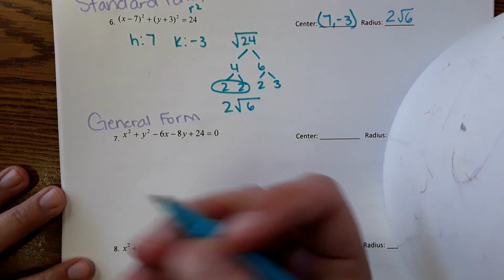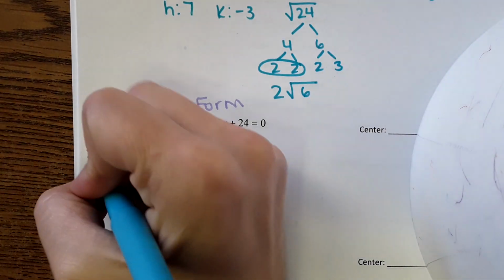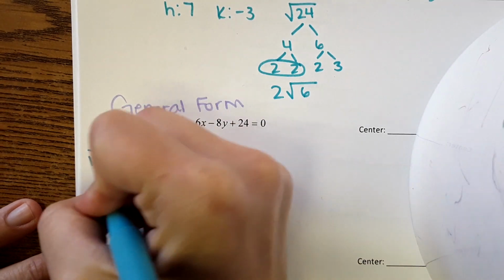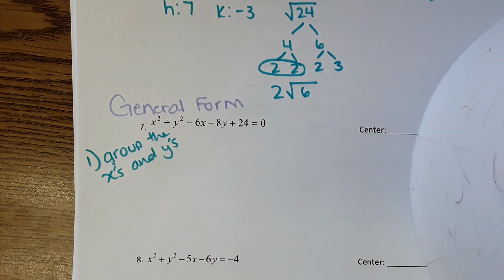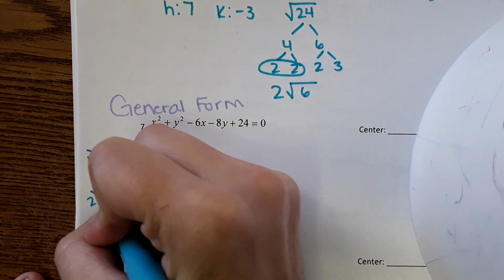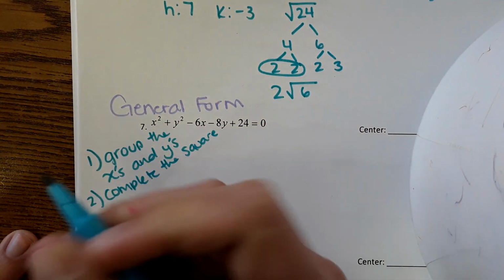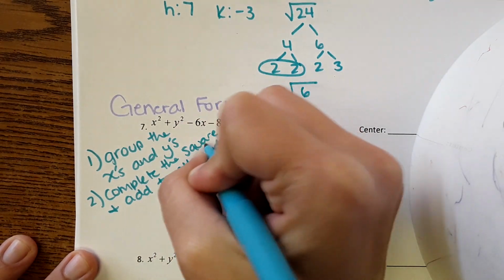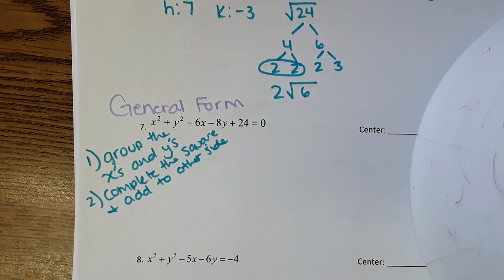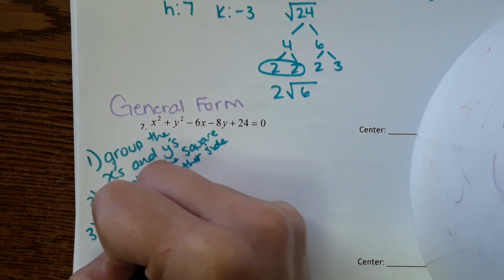There's 3 steps. First step, so just jot these steps down. Step 1 is group the x's and y's. And I'll show you what these mean in a second, but for now, we can just try to explain it simply. Then we're going to complete the square. And add to other side. And again, I know that probably makes no sense until we actually do it. Then 3, we're just going to rearrange it and put it in standard form.